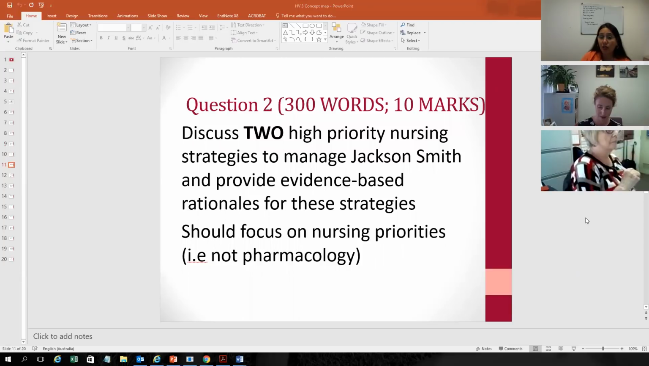Okay, question 2, 300 words. Discuss 2 high-priority nursing strategies to manage Jackson Smith and provide evidence-based rationales for these strategies. So you need 2 high-priority nursing strategies, and you need to provide rationales. What do we mean by rationale? Can you type in the chat box, please? What does rationale mean?